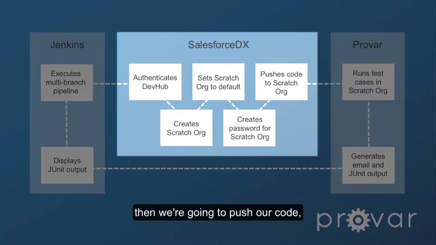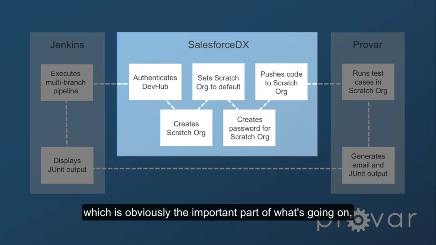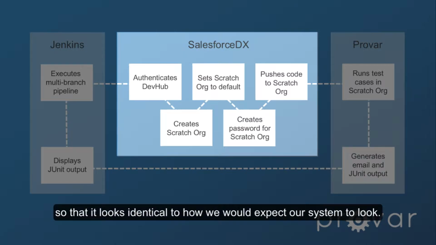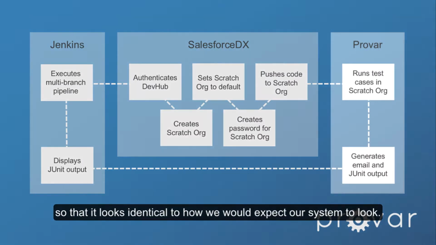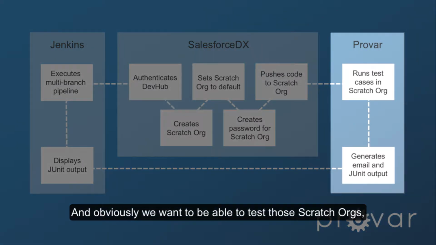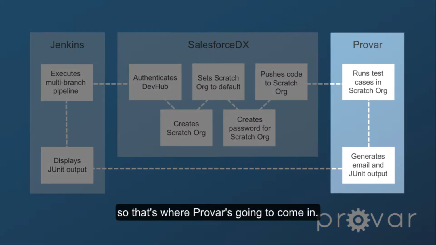Then we're going to push our code, which is obviously the important part of what's going on, where we've made changes to the system and we're now pushing them to the Scratch org so that it looks identical to how we would expect our system to look. And then obviously we want to be able to test those Scratch orgs. So that's where Provar is going to come in.